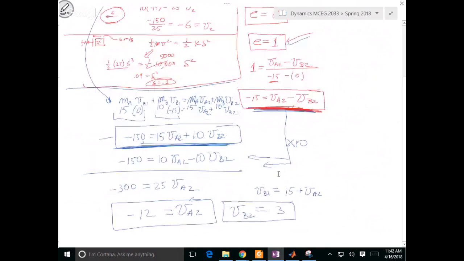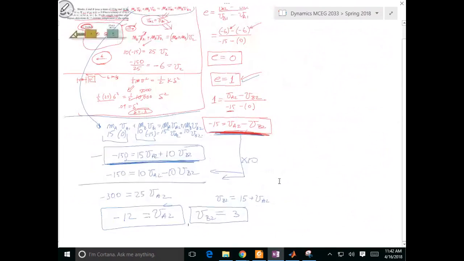So what happens here in this impact? It's maybe hard to see because it's tiny, but the fact of the matter is they didn't connect together. This time they bounced off each other and had the same exact energy after the impact as they did before. But VA is heading to the left at 12. VB is heading backwards at 3.